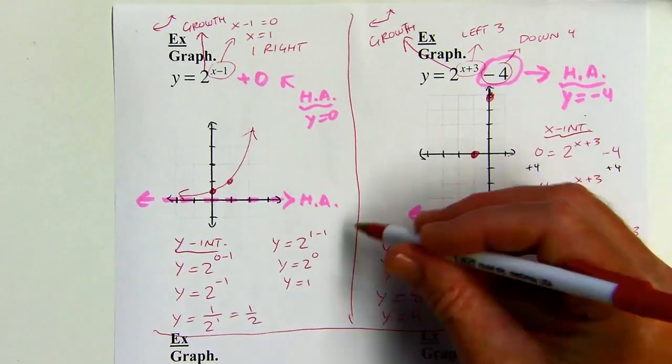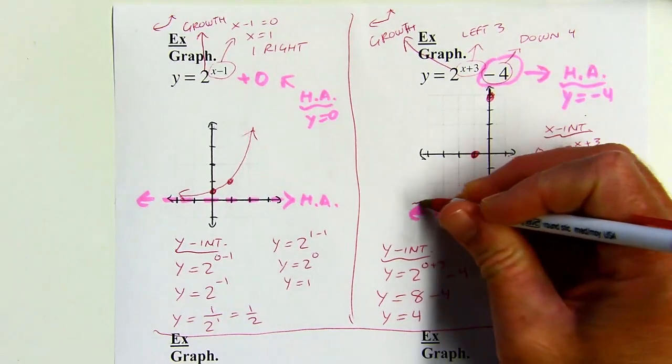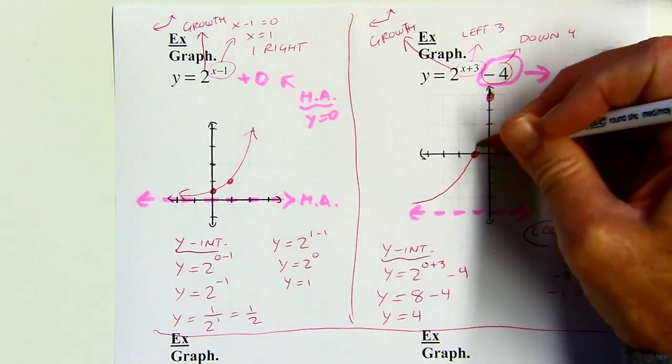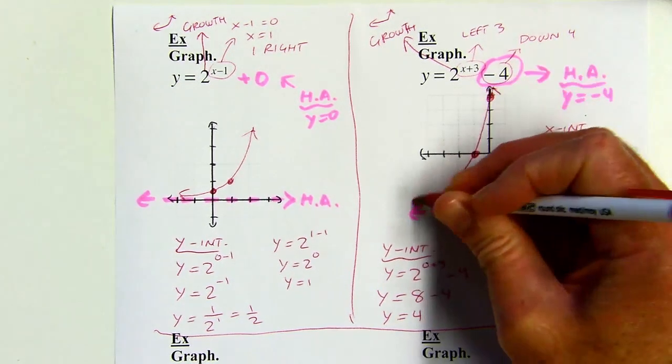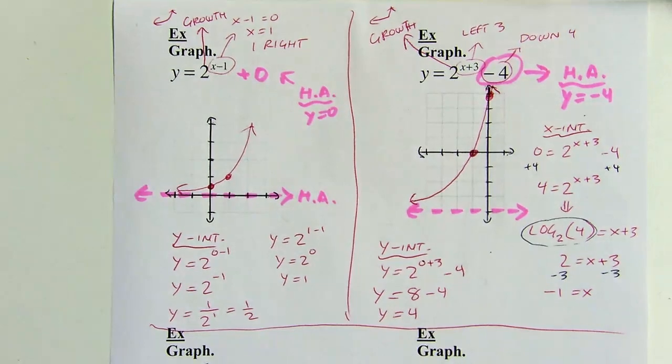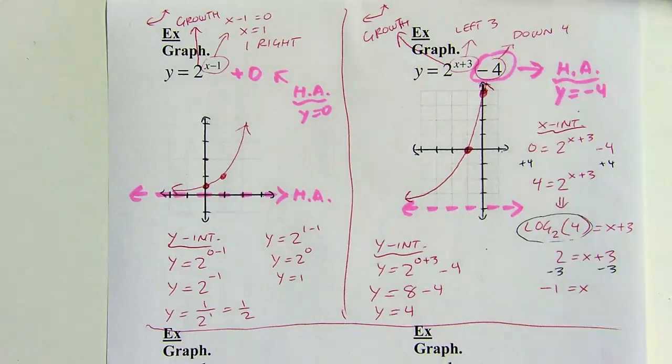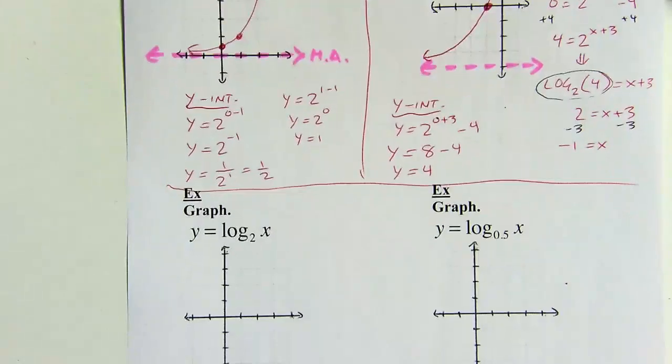And I've got a growth curve using all this info I have. So something like this. And again, you could find more xy pairs if you wanted to get an even more accurate graph. Okay. All right, let's try some more.